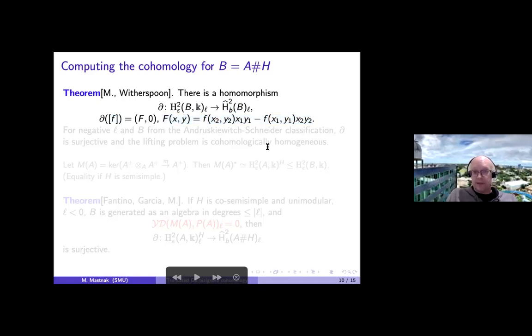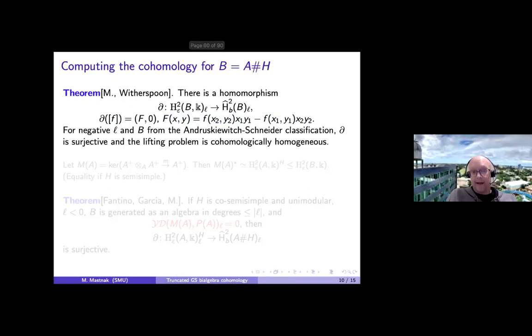Yeah, and then with Sarah, roughly some 15 years ago, we have proven that for negative L and B from the Andruskiewitsch-Schneider classification program, meaning B is finite dimensional and the coradical is a group algebra of an abelian group not having small prime divisors, then this homomorphism, which of course is trivial in the classical case of a symmetric algebra, is the zero map, so it really is not useful. But in this quantum setting, it is non-trivial, and actually you can also prove that the lifting problem is cohomologically homogeneous.